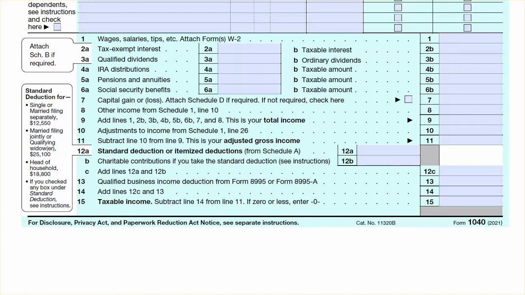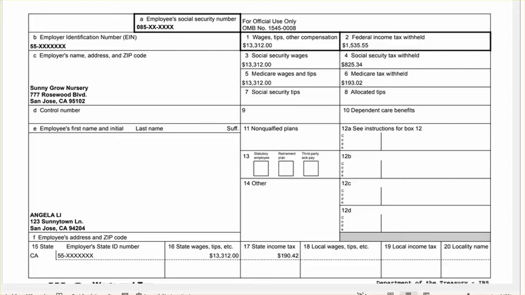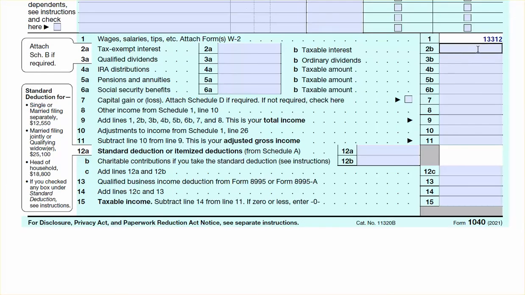Now we're ready to enter information about your income. Your W-2 is provided for you by your employer. On your W-2, box 1 shows your wages, tips, and other compensation. This will go in line 1 on your tax return. If you had multiple jobs, you would have to add your box 1s together to fill in here for line 1.